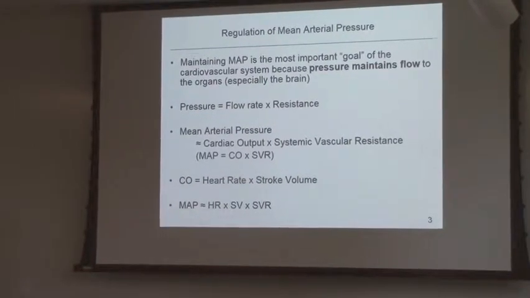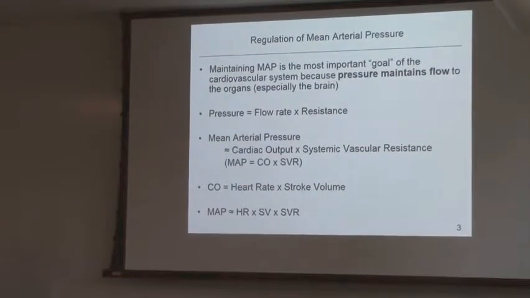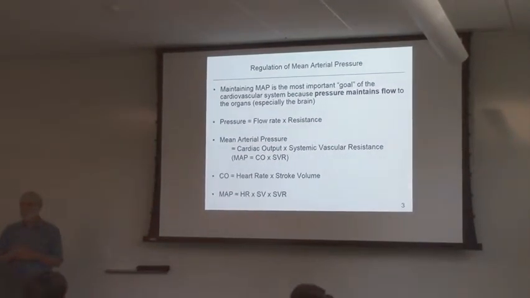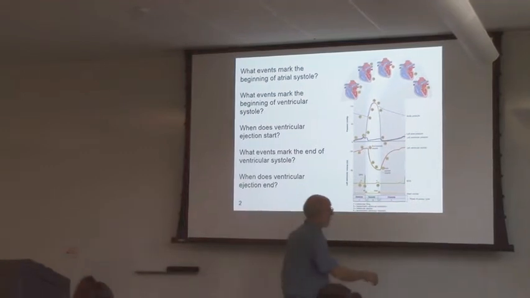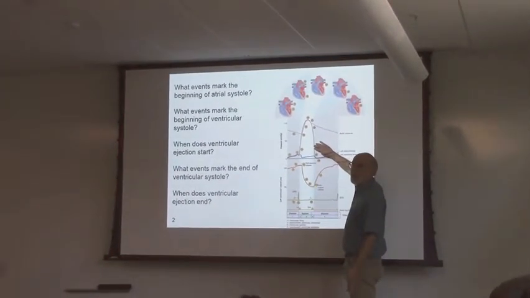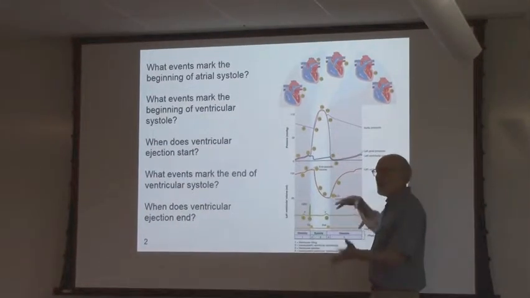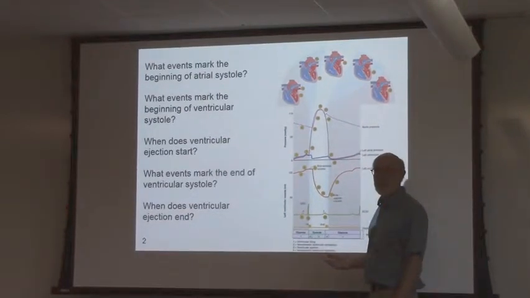So now I'm going to transition away from the heart and start to talk about pressure in the vascular system, blood pressure. This is related to the Wiggers diagram because this is ventricular pressure, but we don't measure ventricular pressure, we measure arterial pressure. So I need to transition out of the heart and into the vascular system.